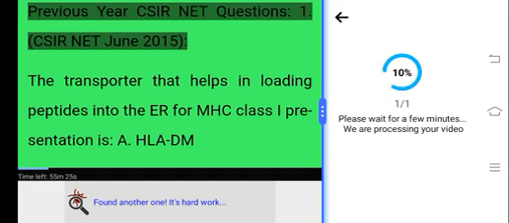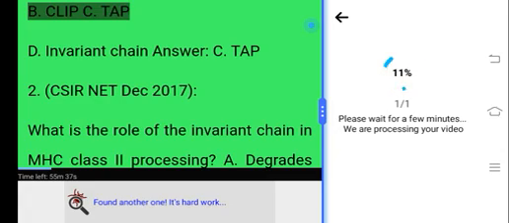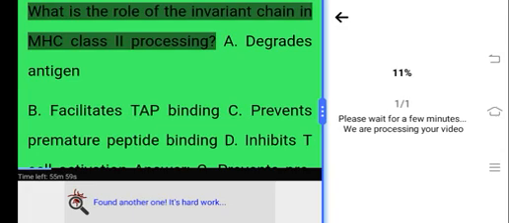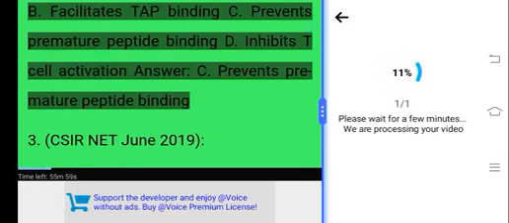1. CSIR-NET June 2015. The transporter that helps in loading peptides for MHC class I presentation is: A. HLA-DM, B. CLIP, C. TAP, D. invariant chain. Answer, C, TAP. 2. CSIR-NET December 2017. What is the role of the invariant chain in MHC class II processing? A. Degrades antigen. B. Facilitates TAP binding. C. Prevents premature peptide binding. D. Inhibits T cell activation. Answer, C, prevents premature peptide binding.